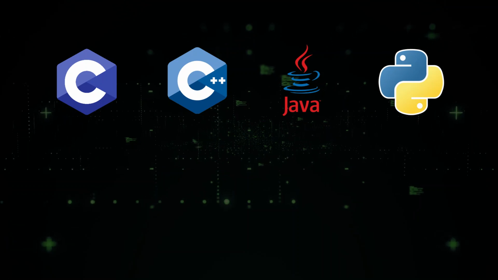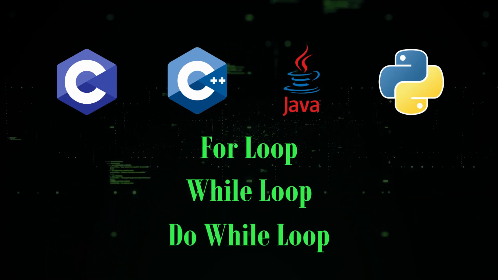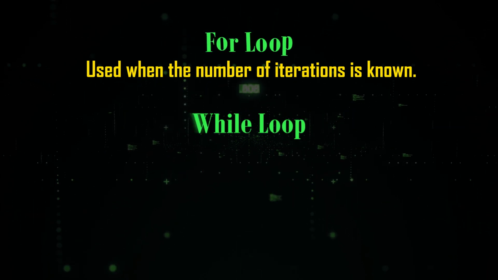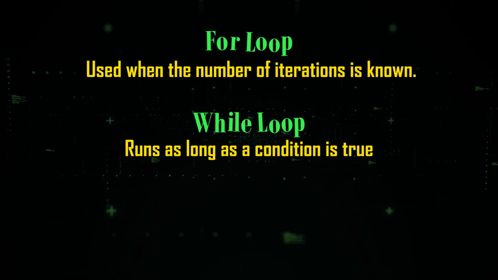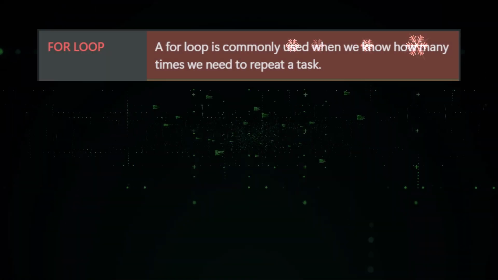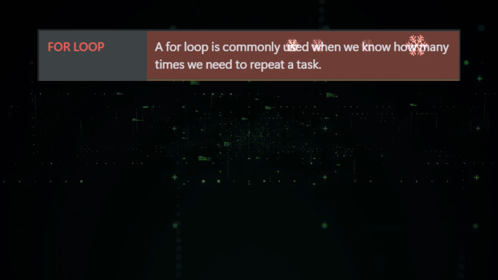Every programming language supports 3 main types of loops. For loop, used when the number of iterations is known. While loop, runs as long as a condition is true. Do while loop, executes at least once before checking the condition.